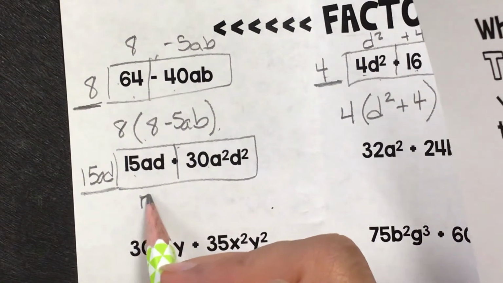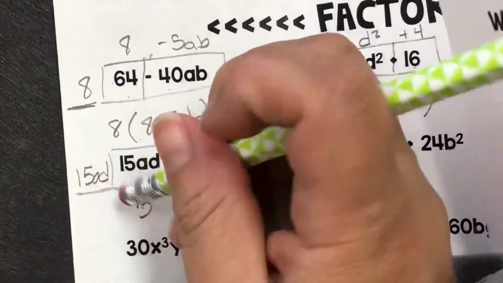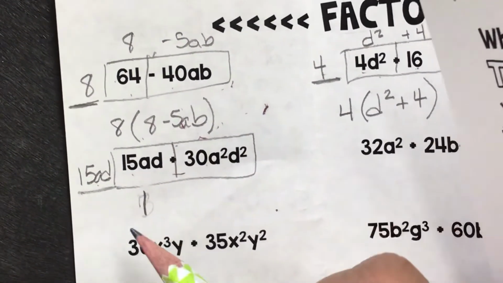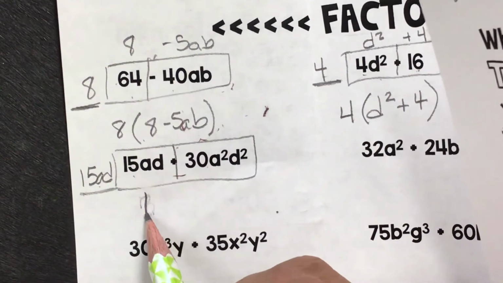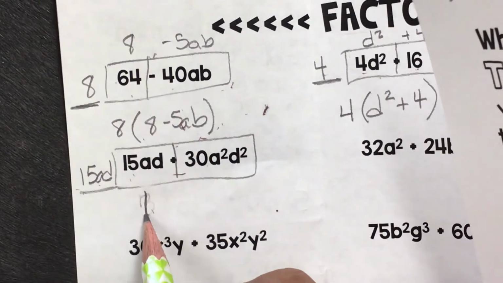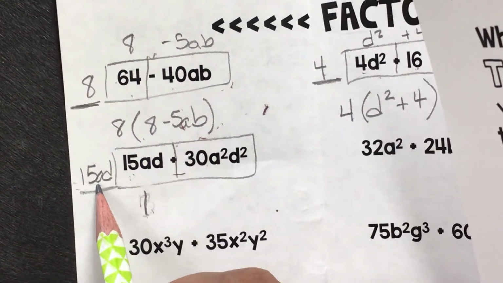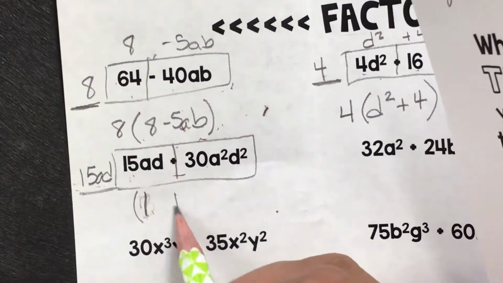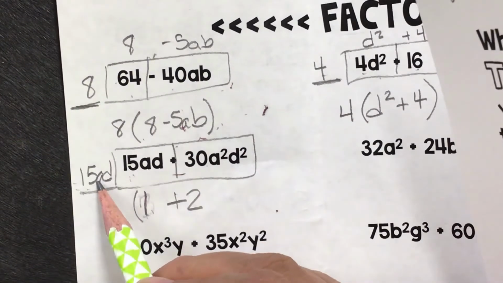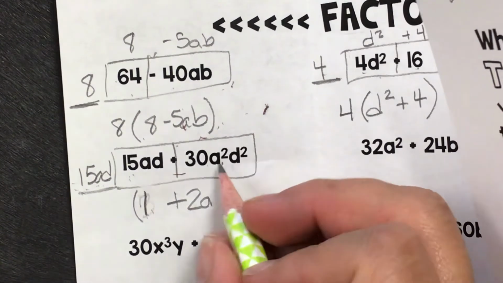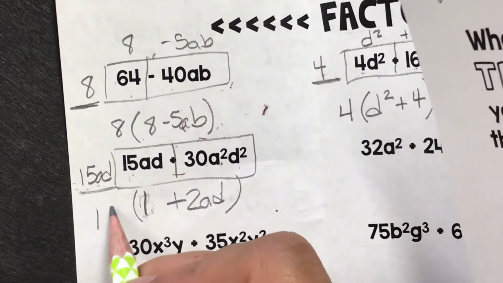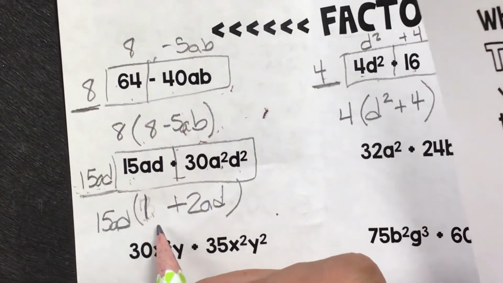That means that this is a 3. Because 3 times, oh, no, I'm sorry, 1. So let me restate my error because I think it'll help you understand. I put 3 down here by accident. 3 times 15 is not 15, so I know it had to be a 1. 1 times 15 is 15. And since I already have the A and the D, I don't need to write anything else. And 15 times 2 is going to give me that 30. I already have an A, so I need one more A to get the A squared. I have one D, so I need the D to make it D squared. That means that my factors are 15AD times 1 plus 2AD.